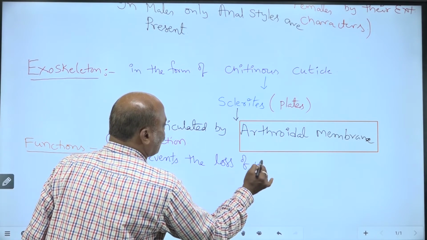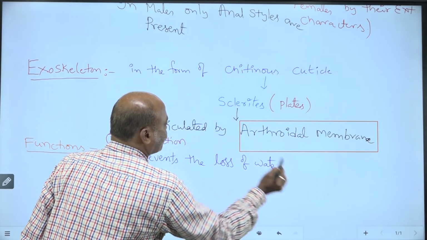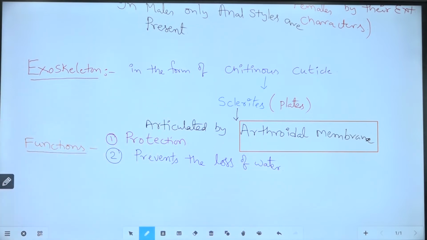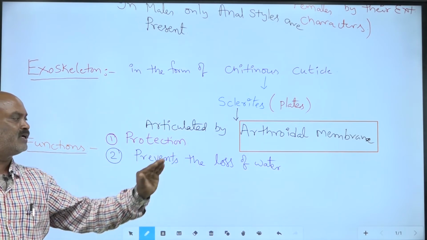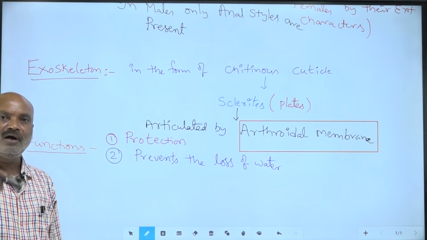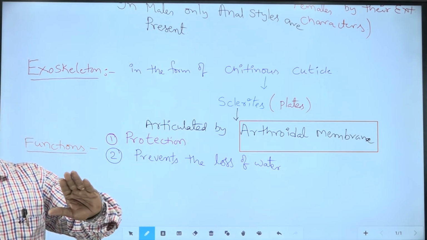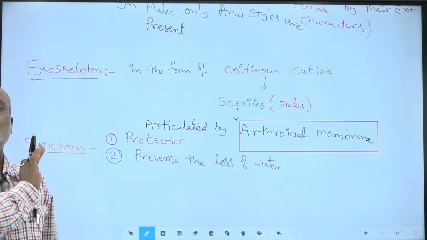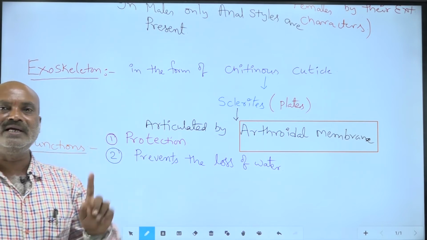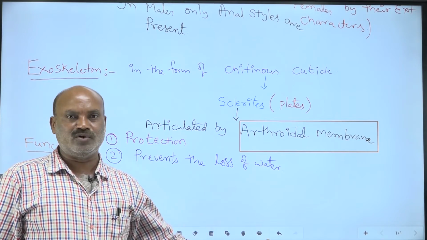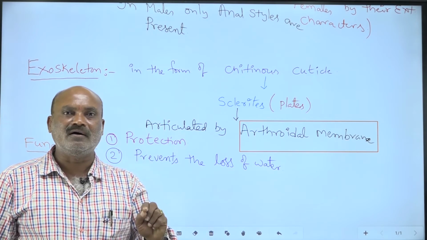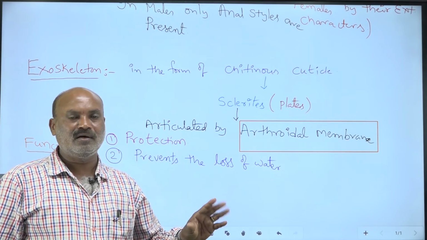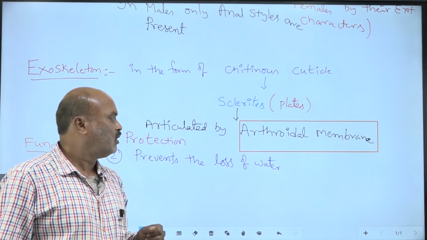Prevents the loss of water. So why are we discussing the second point, it prevents the loss of water. Cockroach is a terrestrial invertebrate. Just now we discussed that point. There is no mechanism to drink water in cockroach, but it needs a little bit of water for metabolic activities.